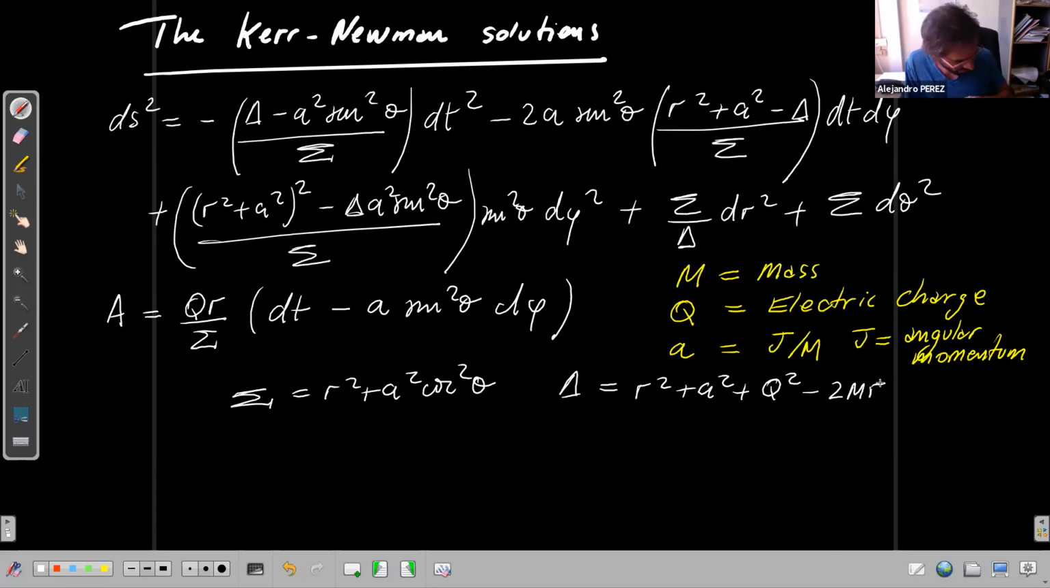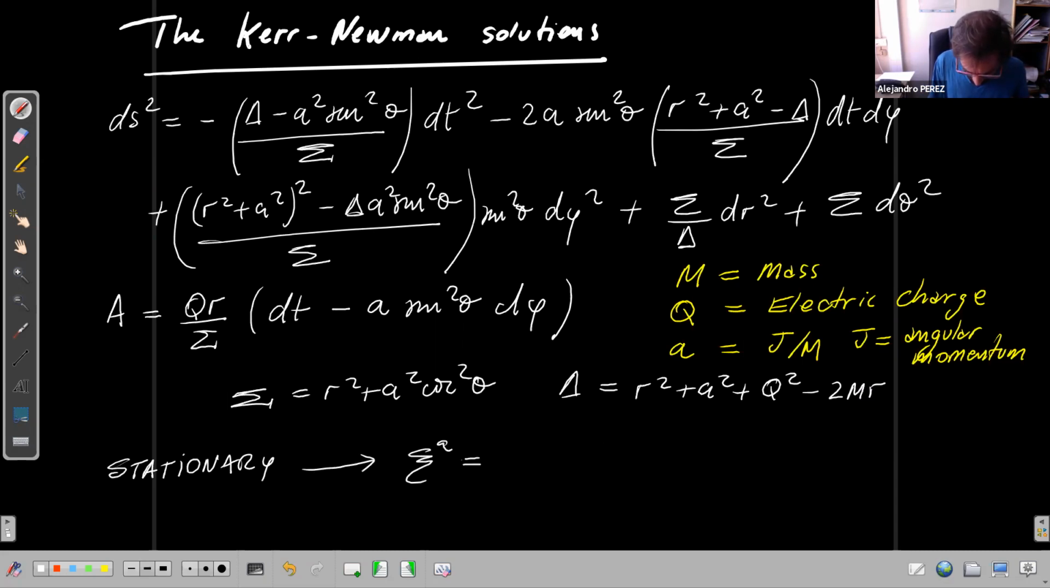Okay, so what else should I say? This solution is stationary, but not static. Why is it stationary? Because there is this Killing field ∂/∂t. So in these coordinates, we see it immediately. None of the metric components depend on time. And this Killing field is time-like and normalized at infinity. The metric is asymptotically flat also. And it's axisymmetric.